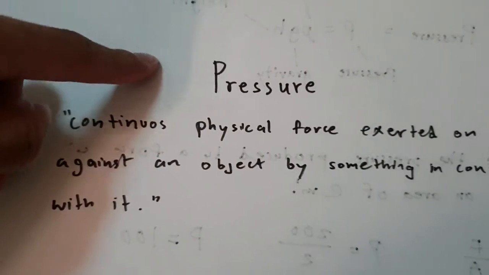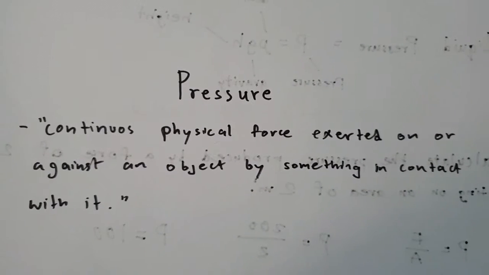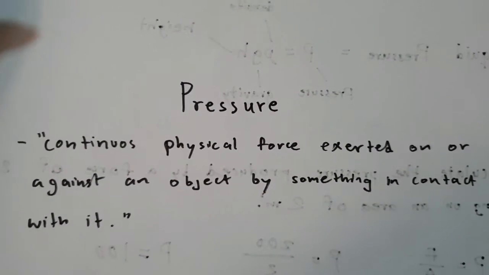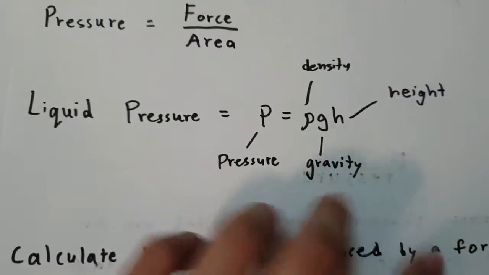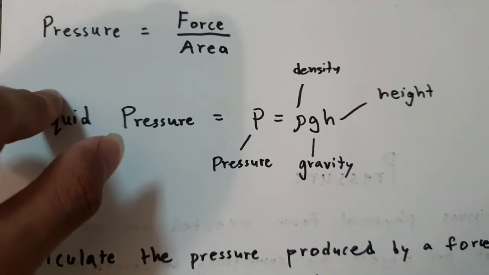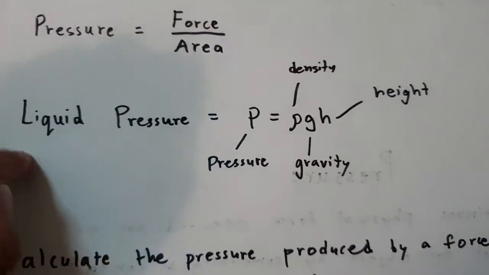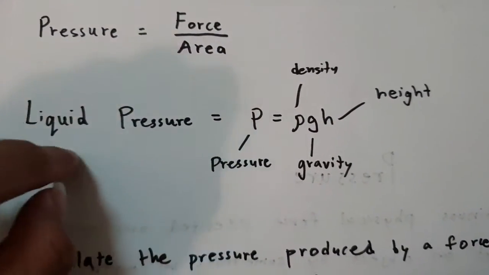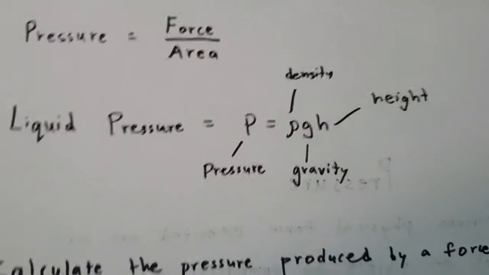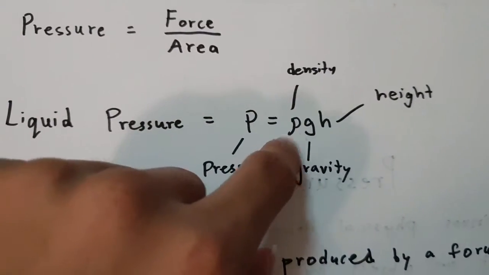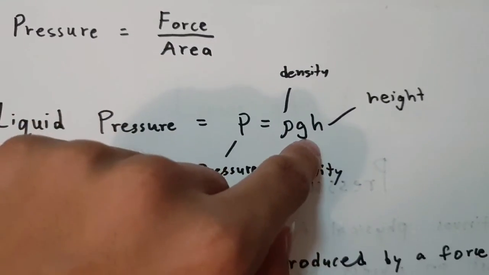Pressure is a continuous physical force exerted on or against an object by something in contact with it. The formula for pressure is force over area, and for liquid pressure, the formula for fluid would be rho g h. Rho is density, g is gravity, and h is height.